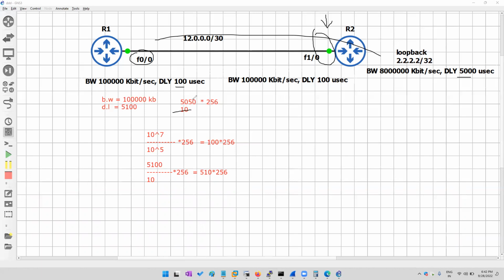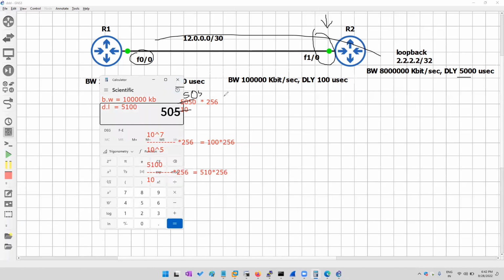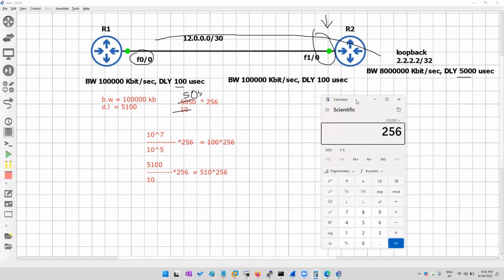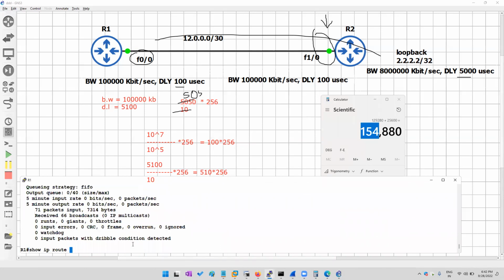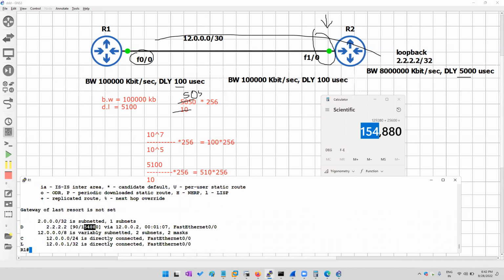So it's very simple math. 5050 upon 10 gives 505. Yes, 505 multiplied by 256. Use a calculator. 505 multiplied by 256, plus 25600, because bandwidth is already the same. So what is the metric? 154880. Verify on R1. Same metric or different? Same metric. Clear? So is the metric concept clear? Yeah.